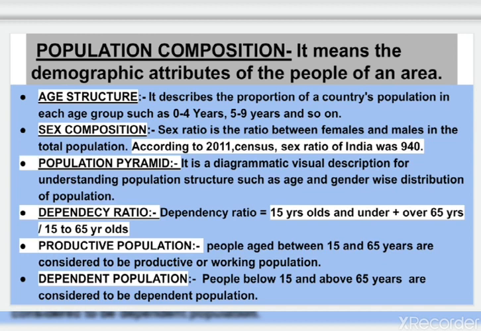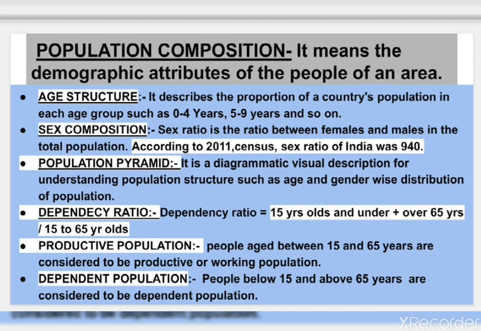Sex ratio is the ratio between female and male in the total population. According to 2011 census, sex ratio of our country is 940. Population pyramid. It is a diagrammatic visual description for understanding population structure such as age and gender wise distribution of population.